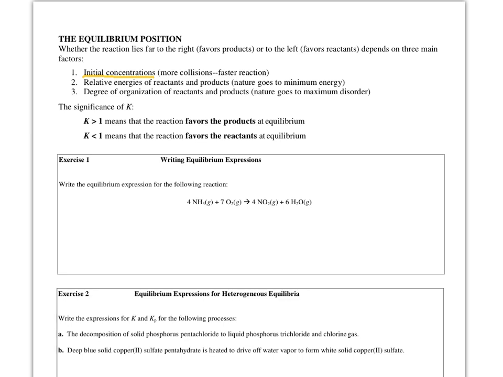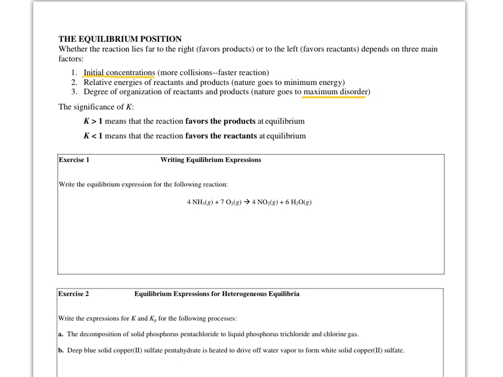The second is the relative energies of reactants and products. Nature goes to minimum energy, so the energy of your reactants and products is important. In nature, every compound and element is trying to achieve a lower energy state. And then the third is the degree of organization of your reactants and products, for example, gases versus solids. Nature prefers maximum disorder, meaning we're going to prefer things to be in the gaseous phase to have a greater equilibrium position or to change the equilibrium position. That's typically why we use aqueous solutions and gases and we ignore solids and liquids.